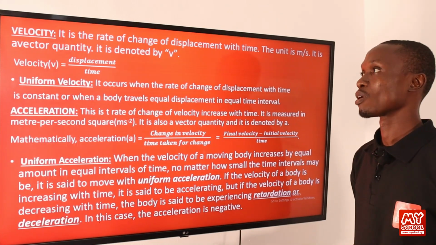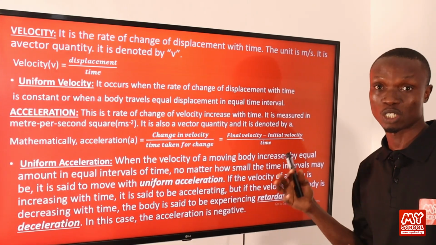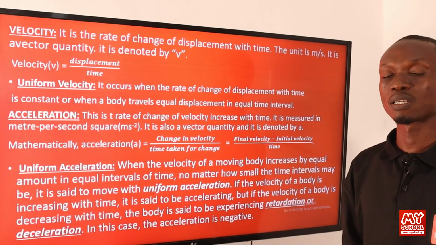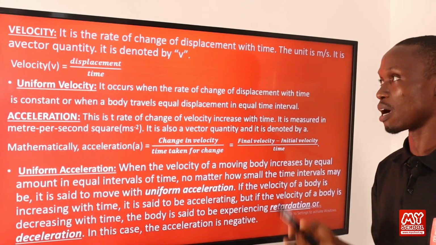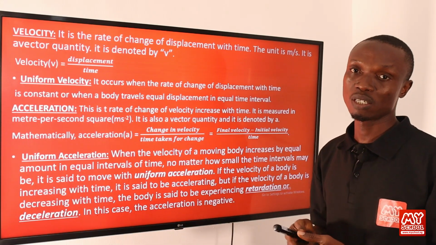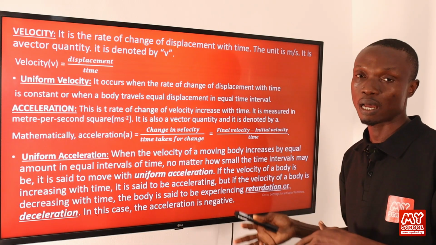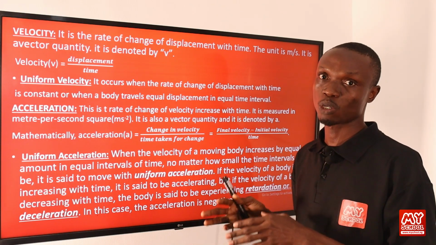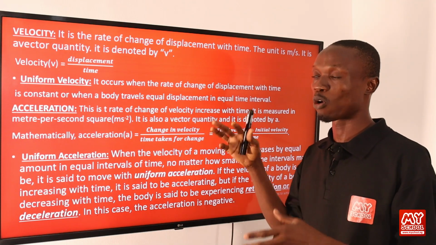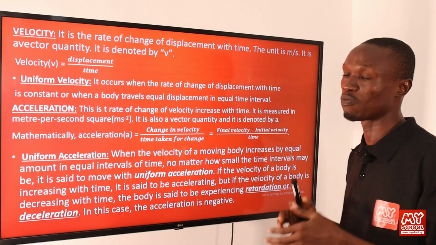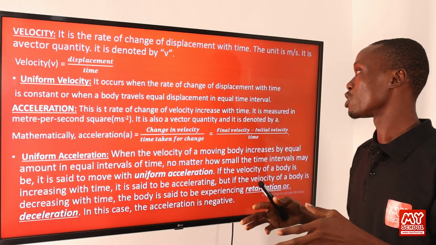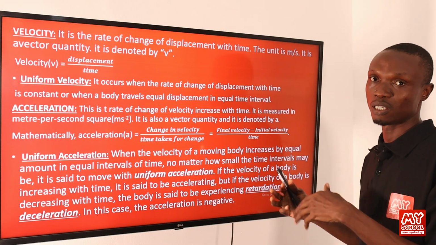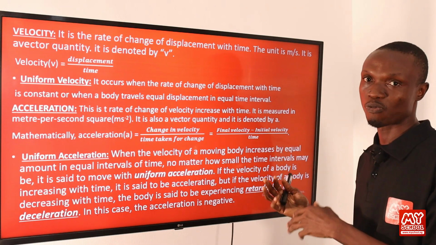So we have velocity. Velocity is defined as the rate of change of displacement with time. Velocity is a vector quantity, meaning that it has both magnitude and direction. Velocity is denoted with the letter V, and mathematically velocity is given as displacement over time. We also have uniform velocity. What do we mean by uniform velocity? Uniform velocity occurs when the rate of change of displacement with time is constant, or when a body travels equal displacement in equal time interval. We say we have uniform velocity.